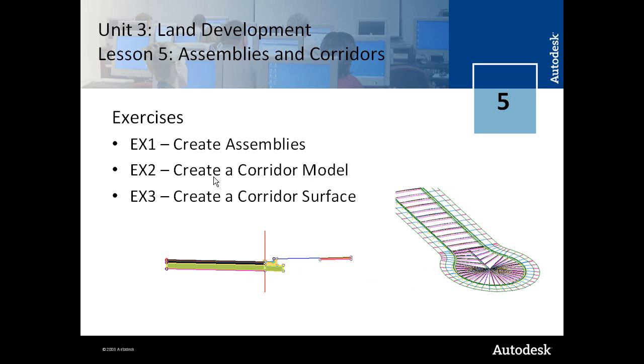In Exercise 2, you learn how to create a corridor model for a cul-de-sac or a road with a cul-de-sac and a subdivision. And in Exercise 3, you learn how to create a corridor surface, which can be used to model perhaps the finished design, top of asphalt layer, or the datum or the top of subgrade layer, each having their own unique purpose.